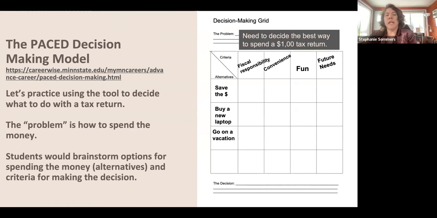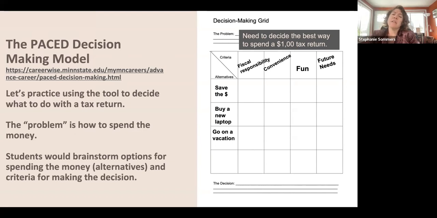Maybe I also need a new laptop, so maybe I will use this return to buy that new laptop. But also, gosh, it's winter in Minnesota. Wouldn't I like to get out of here? So I'd also like to go on a vacation. Then I was trying to think of my criteria. Maybe one criterion is what would be the most fiscally responsible choice? What would add convenience to my life? Hey, what about fun? I value fun. Maybe you do too. And then also, what am I going to need in the future? If I'm thinking a couple weeks or months out, what's going to benefit me then?